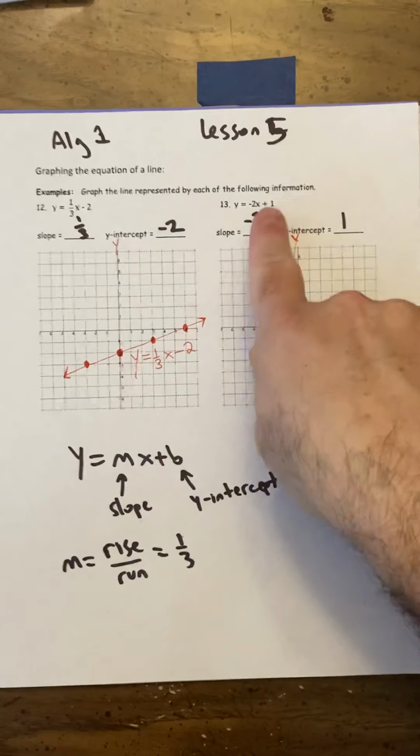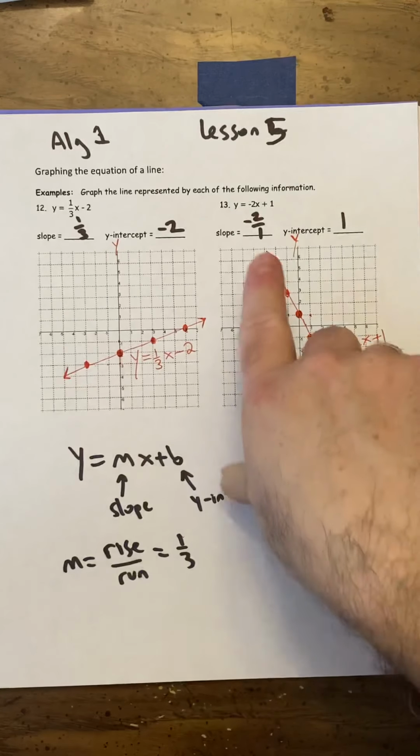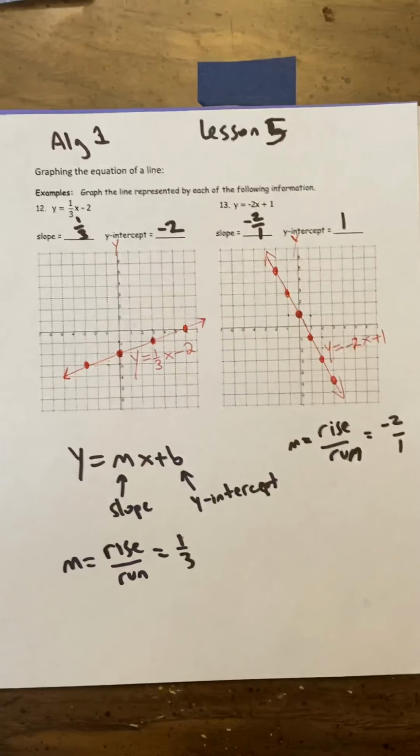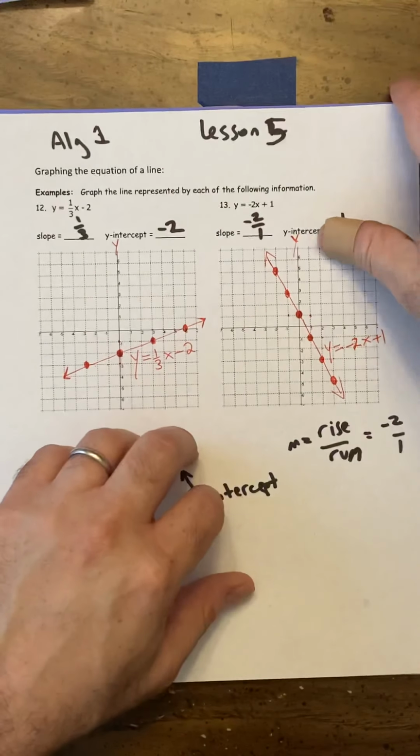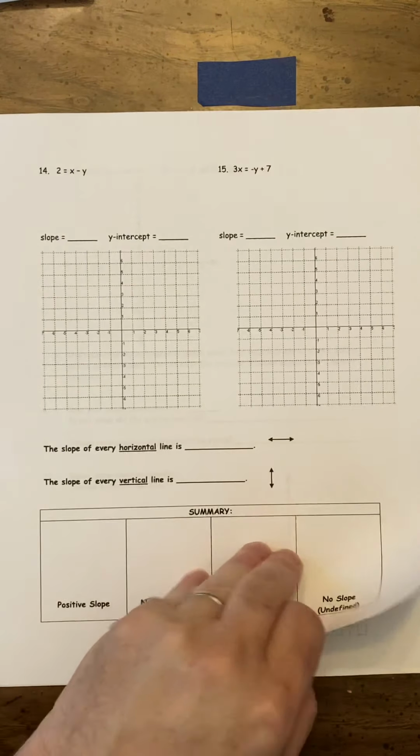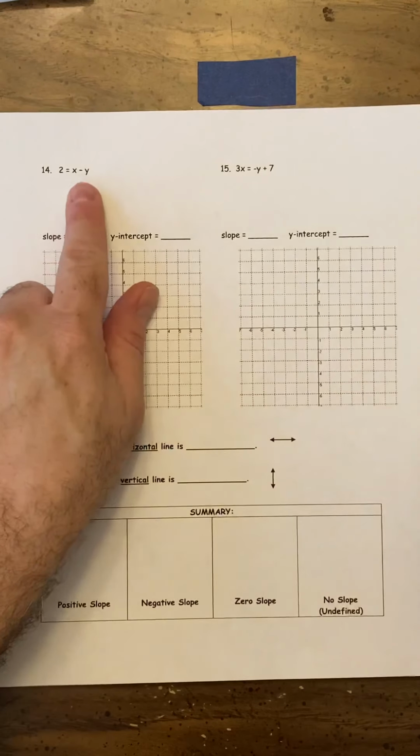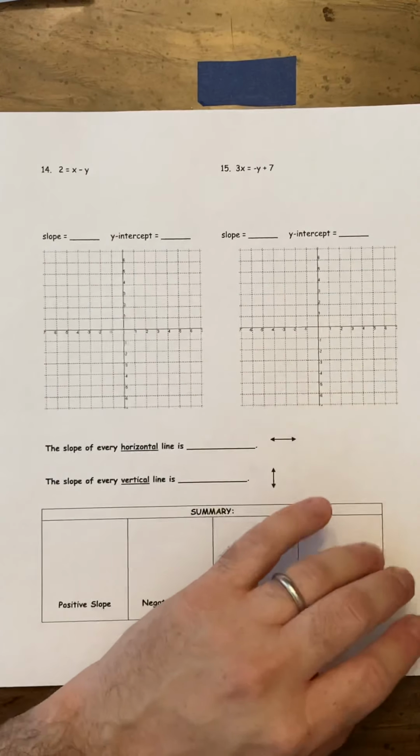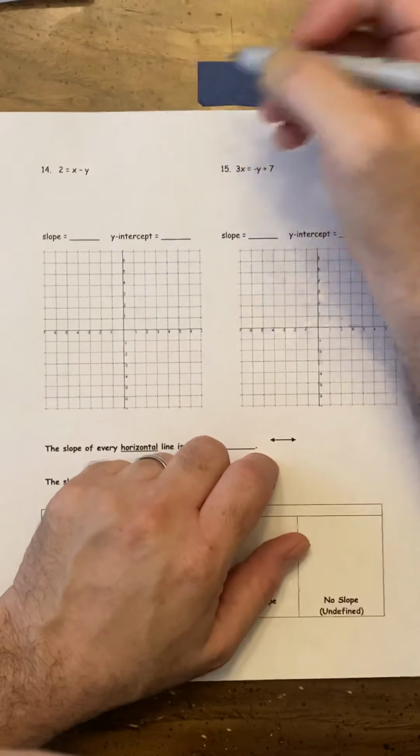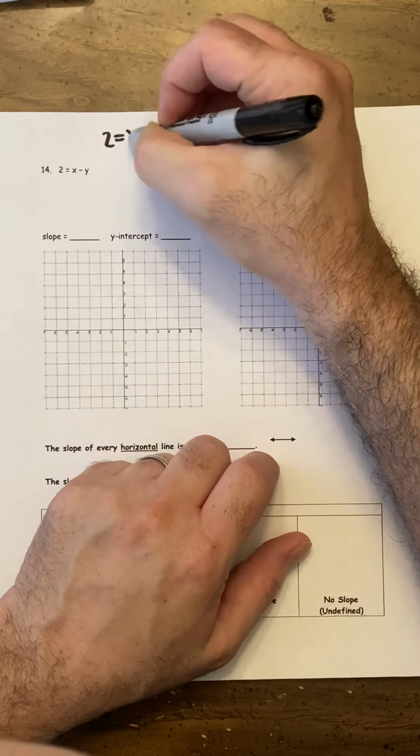Okay? So that's how we graph a line using the equation, and it's good to know how to use the y-intercept and the slope to do so. So we're going to do a couple more of these, but there's going to be one difference. Let's take a look at what it is. Okay, we're going to graph 2 equals x minus y. So the issue here is that y is not by itself.